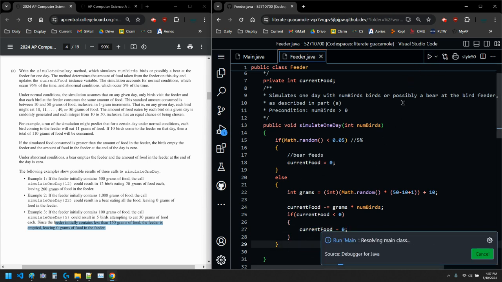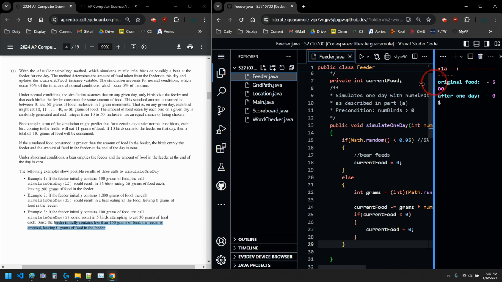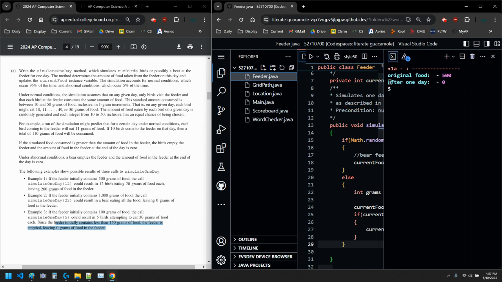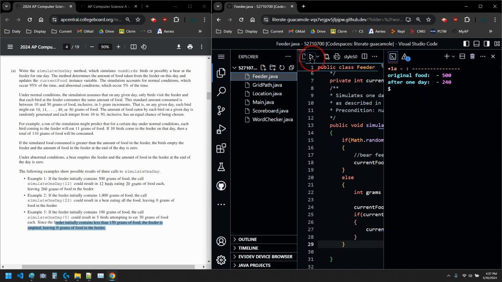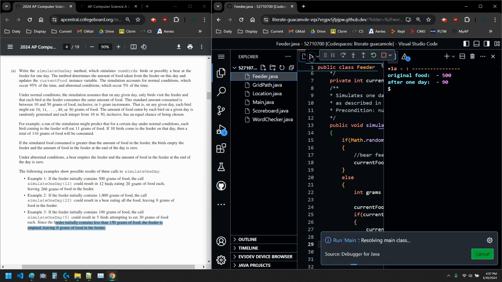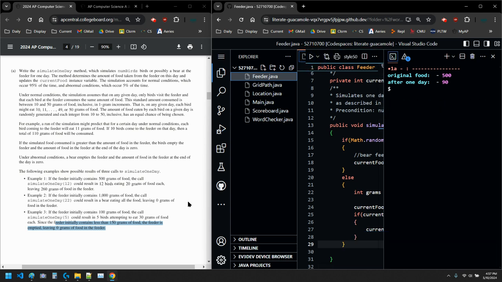Let's see if my runner works. Oh, this is one of the random ones, so I just have to keep running it. Where's my run button? Keep running it. It's a random amount each time because it's random. So each time I get a different answer. Okay, so I think it's working well. I'm pretty sure it does.